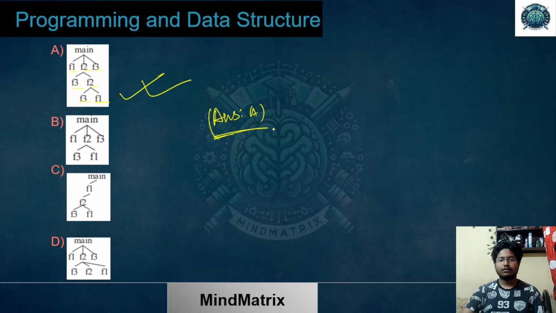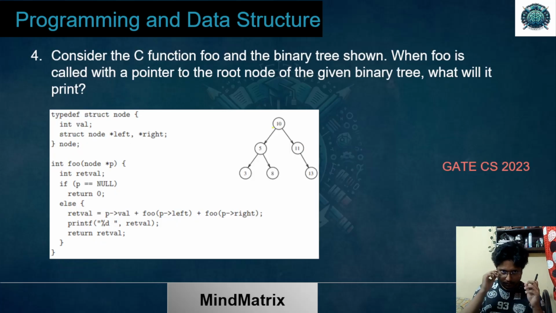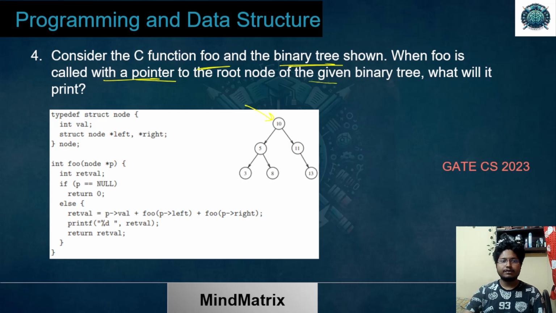Okay, I hope we got that right. Move to the next one. In this question, it says consider the C function foo, and a binary tree. When foo is called with a pointer to the root node of the binary tree, what will it print?